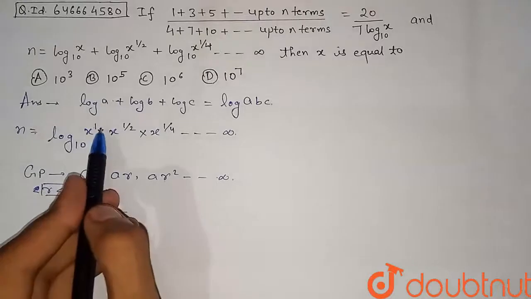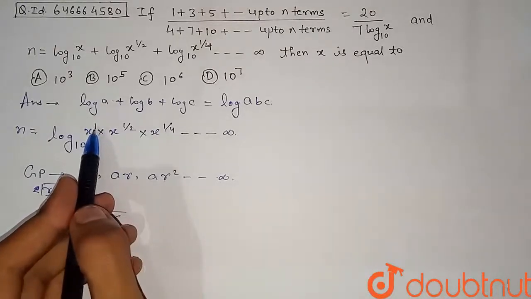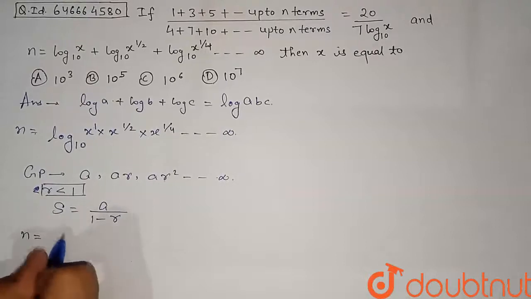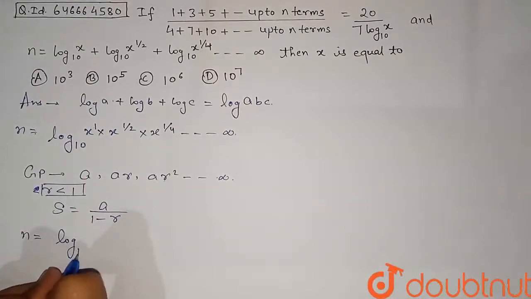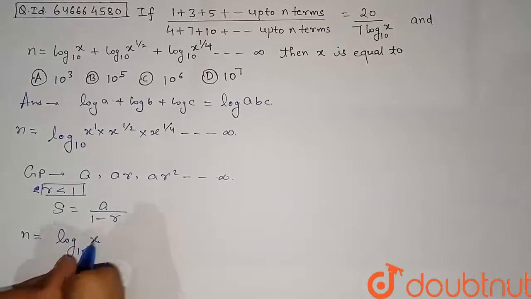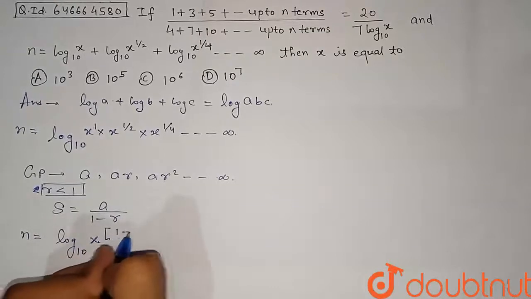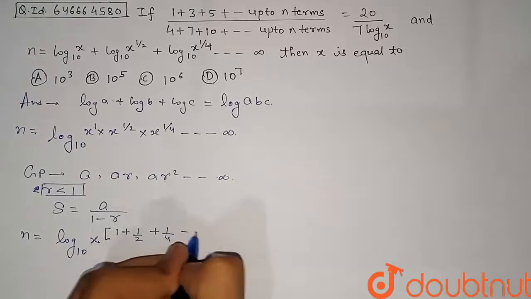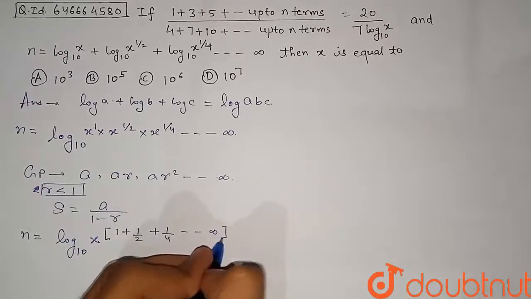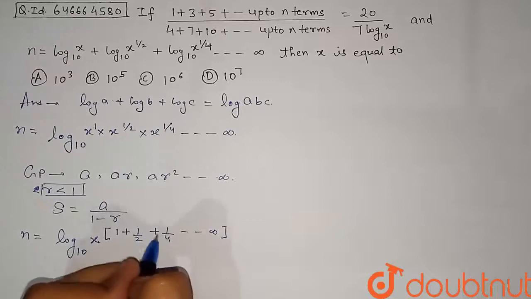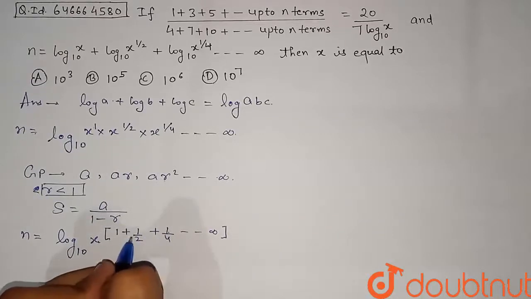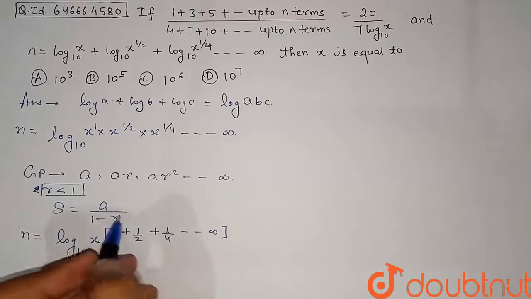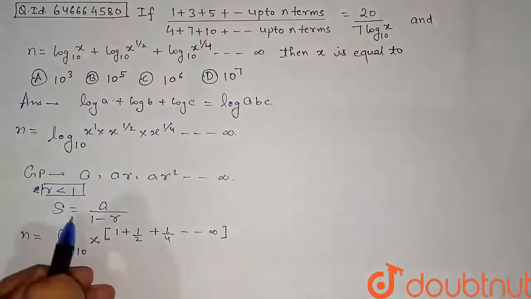So here we can say that for the first term of this geometric progression, if we write the value of n further, n will be log base 10 of x, where the power of x will be 1 + 1/2 + 1/4 and up to infinite terms. So here this is a decreasing GP, because the common ratio, that is (1/4)/(1/2), is equal to 1/2, and that ratio is less than 1. So we can apply this formula.